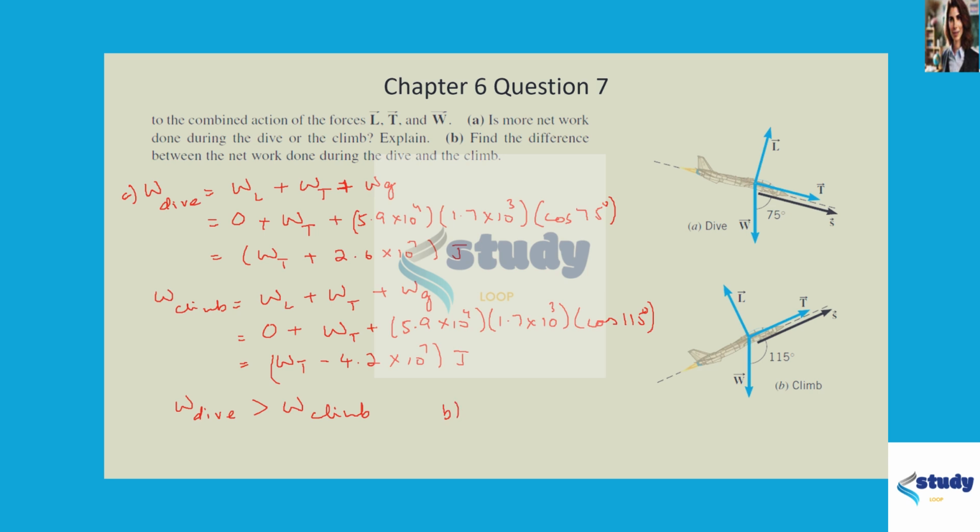Now let's take a look at part B. For part B, we just have to find the difference. So since work during the dive is more, we'll say that's equal to work during dive minus the work during climb, and that difference is equal to 6.8 times 10 to the power 7 joule.